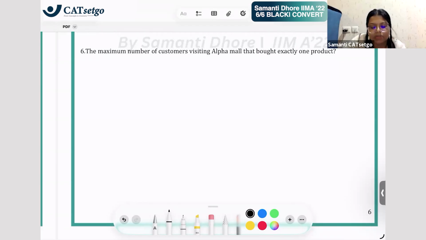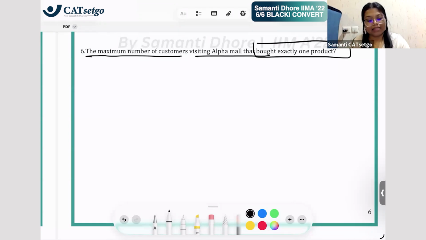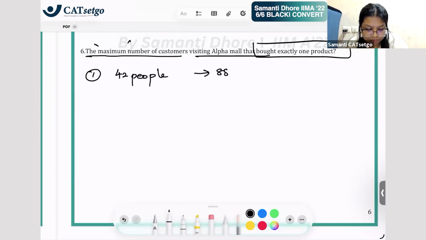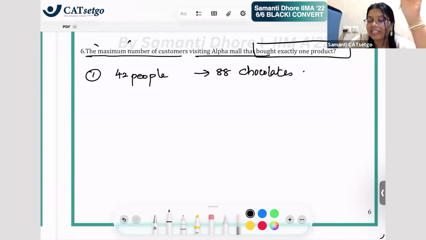So the maximum number of customers, okay. Now, a little different kind. So here it says the maximum number of customers visiting Alpha Mall who bought exactly 1 product. Now we have to maximize people who have only 1 product. Again, Alpha Mall, step 1. We start with how many people? I should have memorized by now. 42 people and 88 chocolates. We have to maximize people who have only 1 chocolate. So maximum answer is 42. All 42 people have 1 chocolate each.